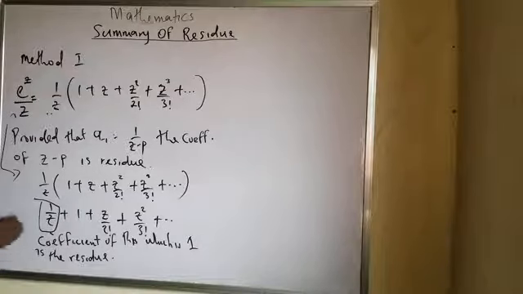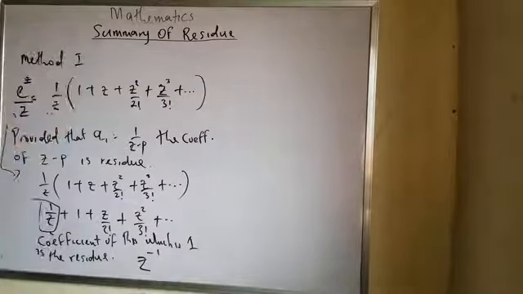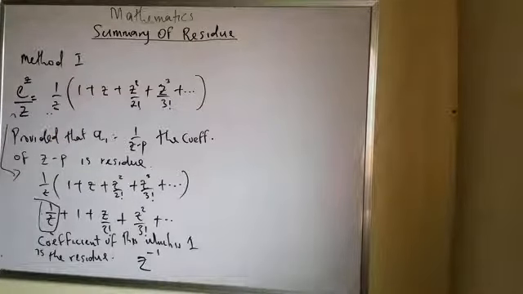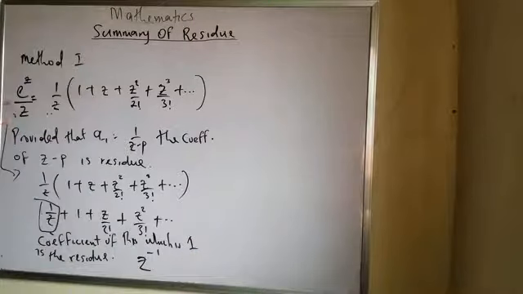It means what is attached here is 1. The coefficient of this 1 all over z, which is z inverse, is our residue. That is what we are talking about. So when we are relating with exponential form, you can go with the first method.